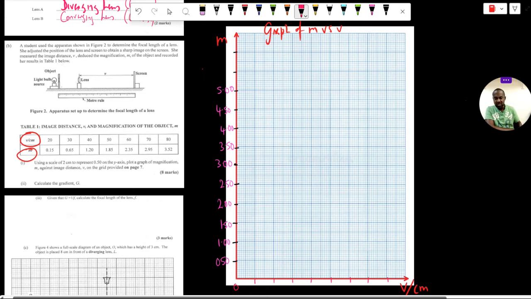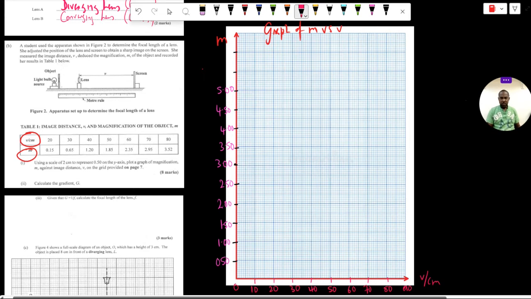All right, so using a scale of every 2 centimeters representing 10. So this would be 10, 20, 30, 40, 50, 60, 70, 80, and all the way at the end would be 90. Let me just squeeze in that value there. So this would be 90. And of course, our axis V in centimeters.